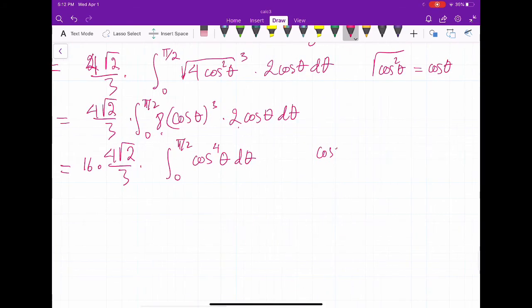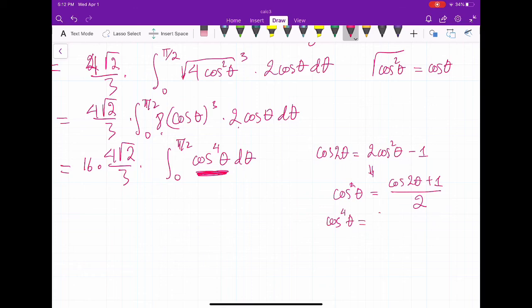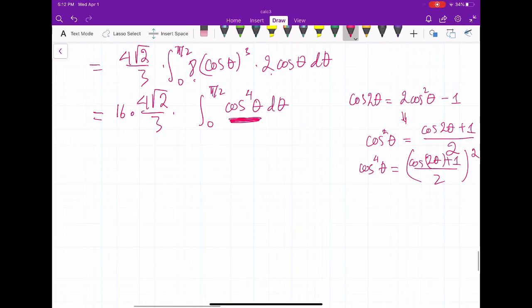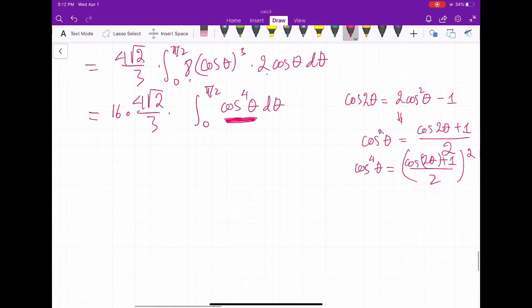So if I apply cosine 2 theta equal to 2 cosine squared theta minus 1, from here I get cosine squared theta equal to cosine 2 theta plus 1 over 2. And then here you have power 4, right? Basically you have cosine to the fourth equal to cosine of 2 theta plus 1 over 2, squared. So it's very long, makes sense? But you know, let's do that to the end.